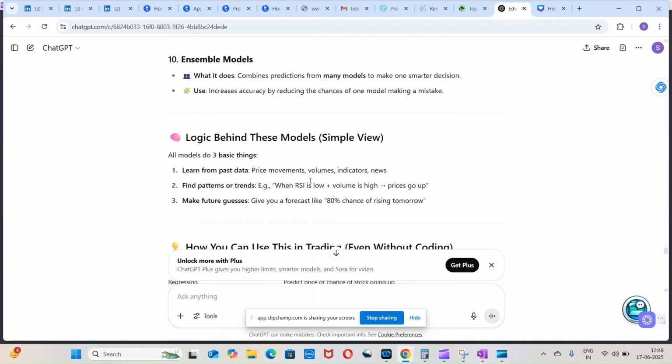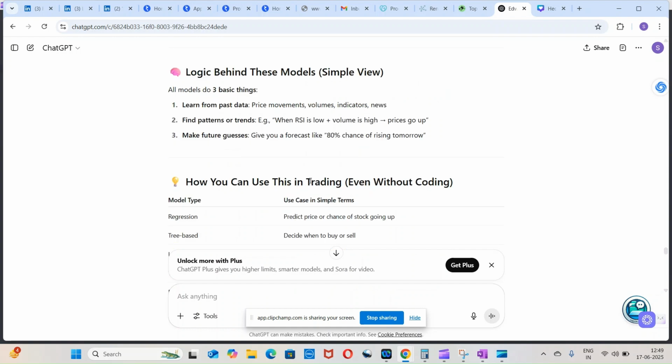All these models basically learn from the past data. So they take the data of price, volume, indicators, news. That's past data they train on, and they'll find patterns or trends in that data. The pattern could be, for example, when RSI is low and volume is high, prices go up. Or the pattern could be, when the price is above 200 EMA on a daily chart, it goes up. These are the sorts of patterns all these models find, and then they make a future guess, a forecast. Like, this is the probability of this particular thing to rise tomorrow.